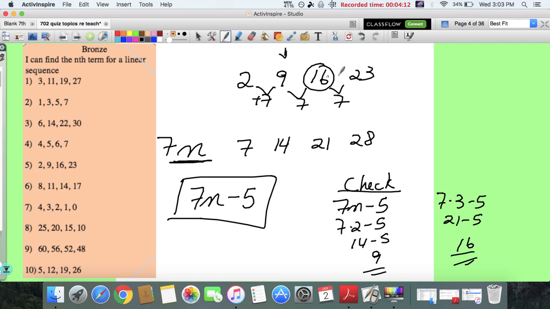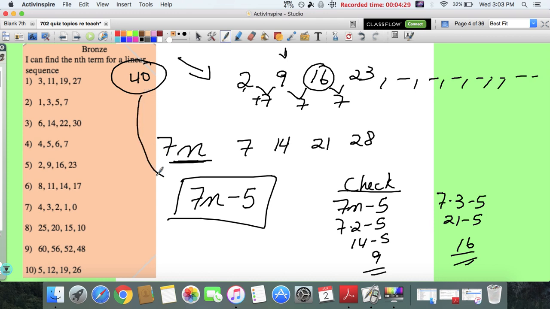So if I were to ask you, well, we're going with numbers, right? Down the line, if I asked you, hey, what would be the 40th number in this sequence? Well, first, second, third, fourth, all the way down to the 40th term of the sequence. Well, you can use this thing over here. And you get 7 times 40 minus 5, 280 minus 5. And the 40th term of this sequence would be 275. And that's what we're trying to find out.